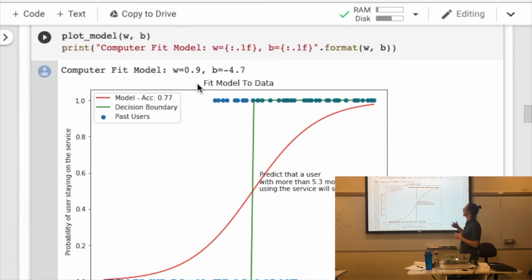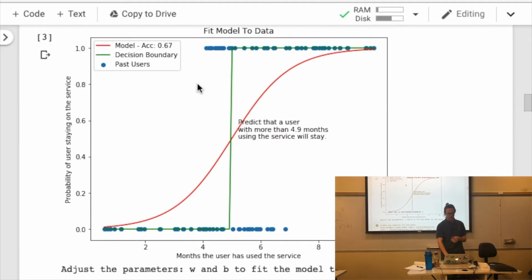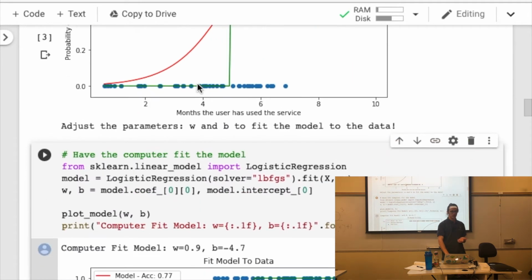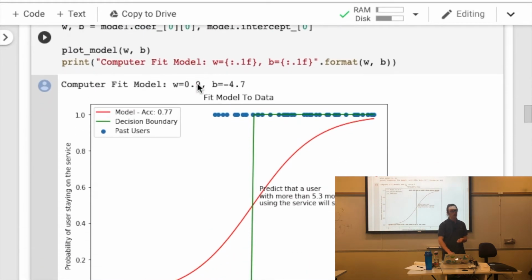Now, again, how you can interpret the accuracy is, I'm not sure if there are 100 points here, but assume there are. That's saying it's drawing the green line correctly through 77 of those 100 points, whereas we only drew it correctly through 67 of those 100 points. So that's what it's trying to maximize.